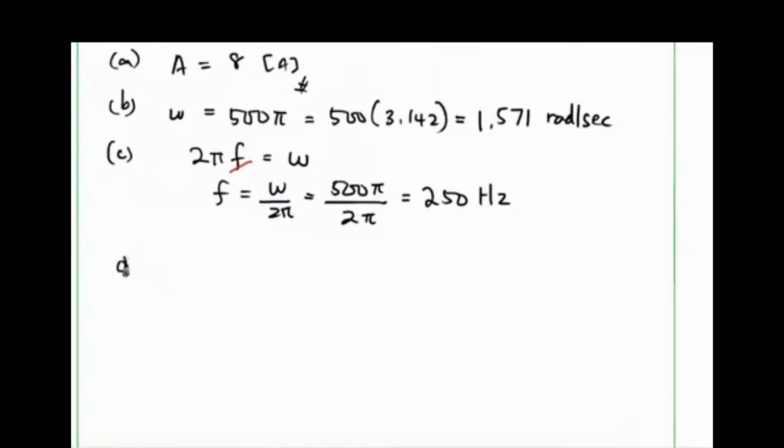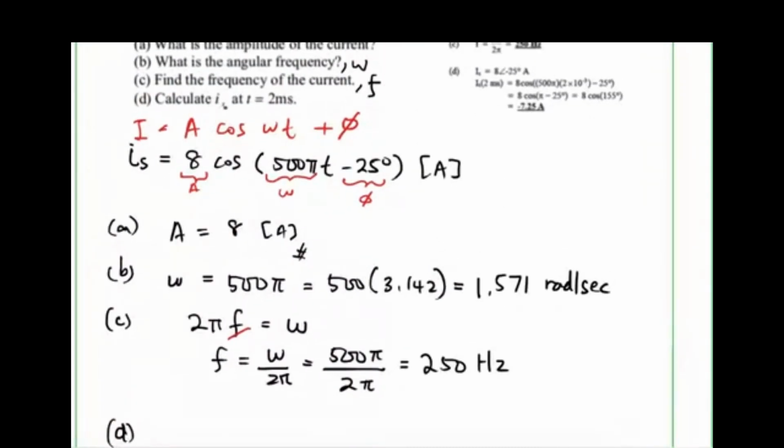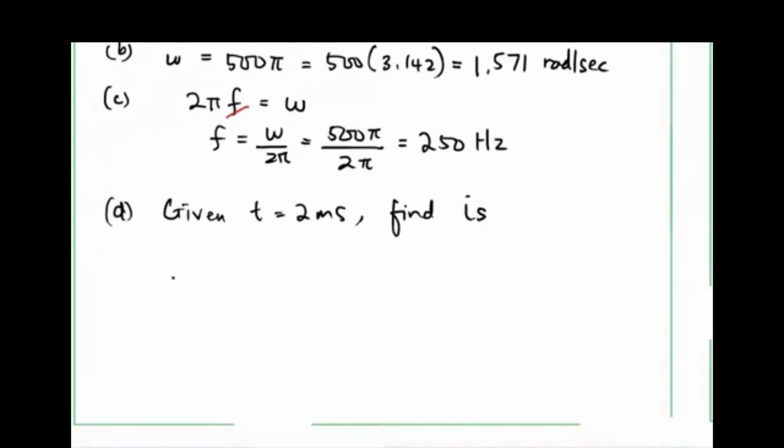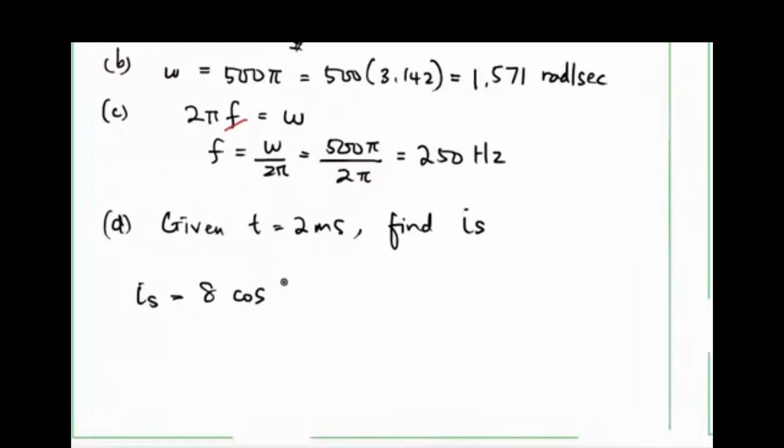For the fourth problem, given t equals 2 millisecond, they want you to find i. So let's rewrite i equals 8 cosine(500 pi t minus 25 degree). Here you just need to plug in t equals 2 millisecond.